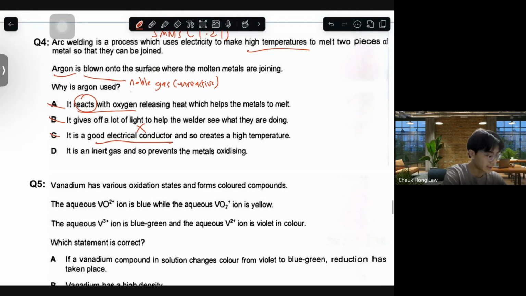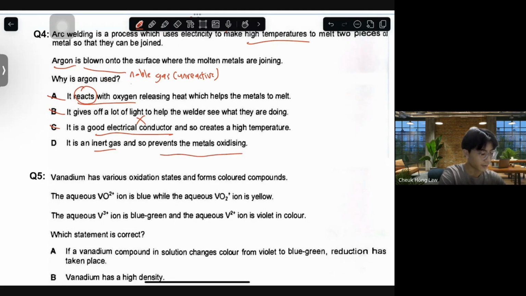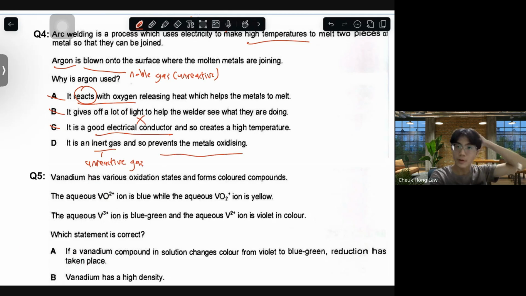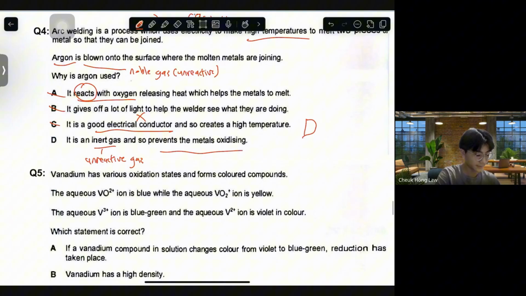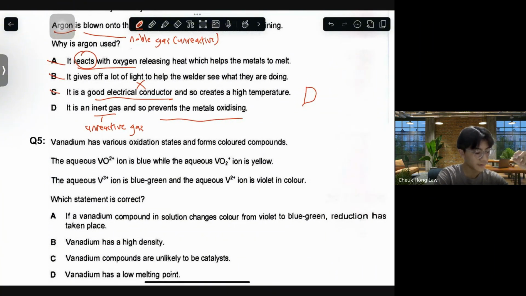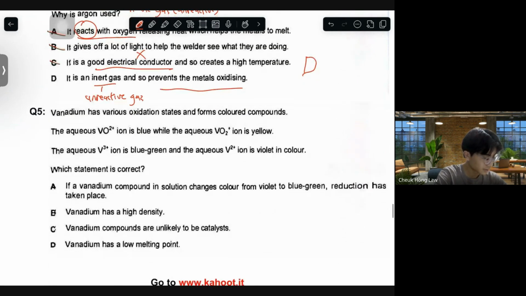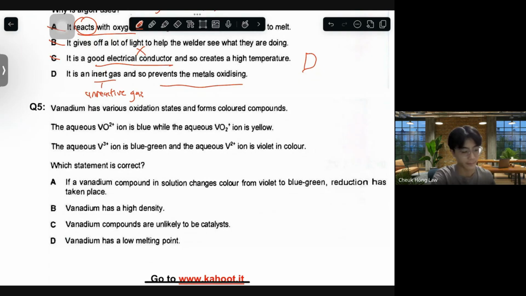And finally, D, it's an inert gas which prevents the metals from oxidizing. So it's unreactive, right? Inert gas is the same as unreactive gas. That is true. And preventing the metals from oxidizing is good as well, because your goal is to melt the 2 pieces of metal. You don't want them to oxidize to become another compound, or you don't want them to be destroyed. So D is your answer. It's unreactive, so it prevents the metals from oxidizing. And it's placed at the surface of the metals as well.